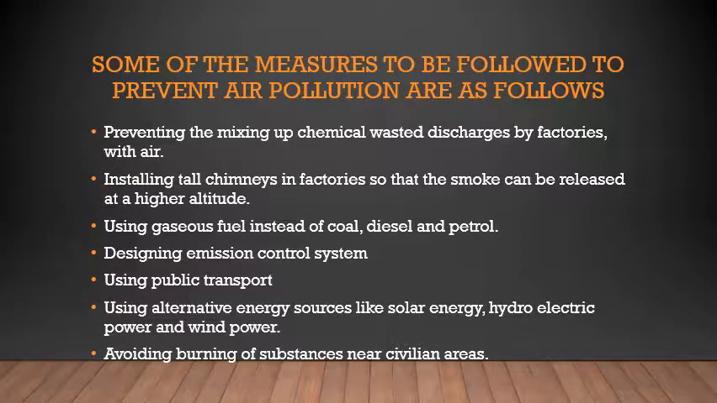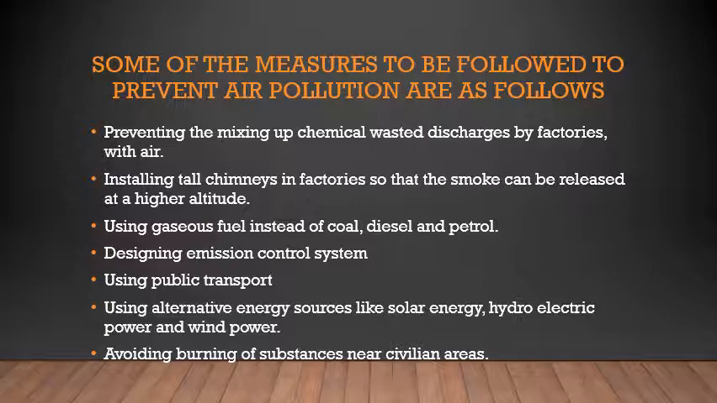So here are some measures that you need to follow to prevent air pollution. Understood? What are the different measures that we need to follow to prevent air pollution? Preventing the mixing of chemical waste discharges by factories with the air. Chemical gases, sulfur dioxide, sulfur monoxides, and a lot of other gases and chemicals are released in the air in the form of smoke through the chimneys. When they are released into the air, they get mixed with the air, and it becomes very harmful. The more we breathe such air, the more harmful it becomes to our body.